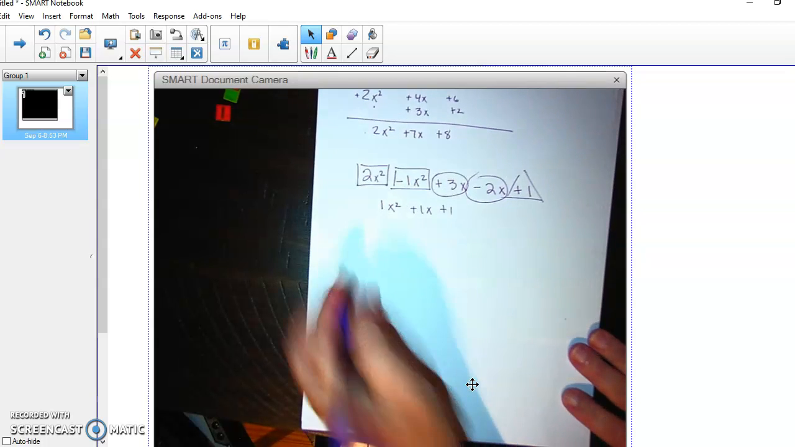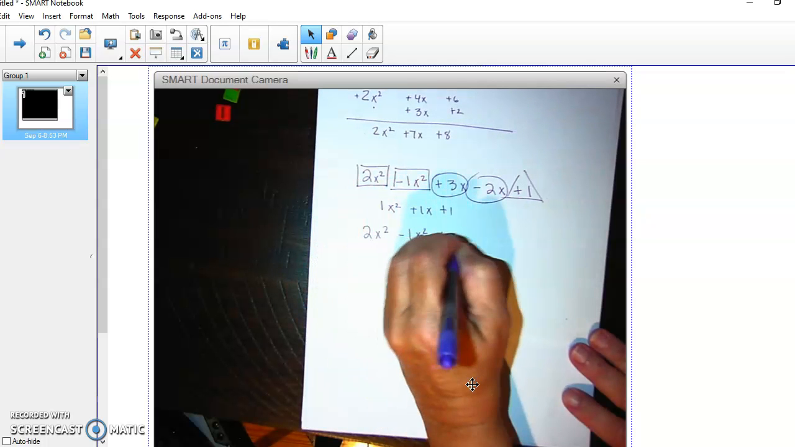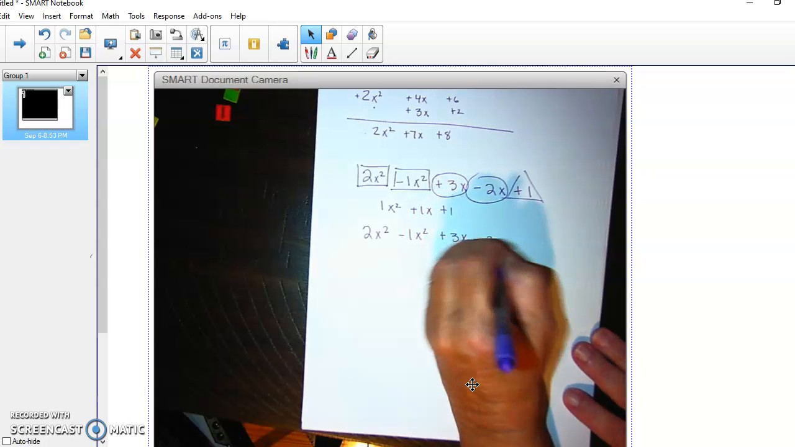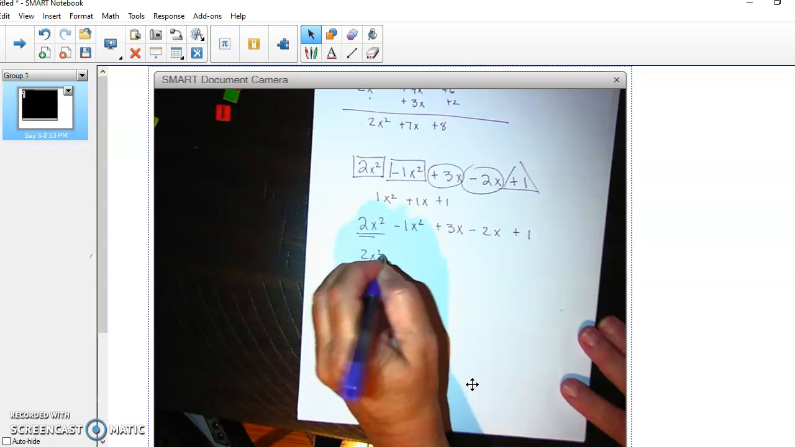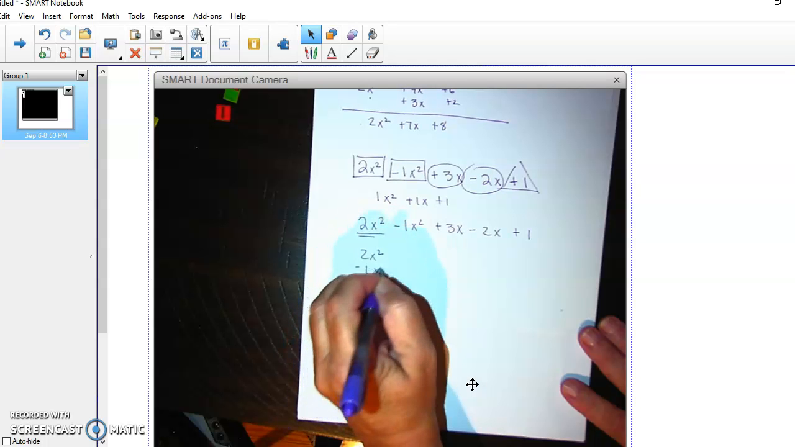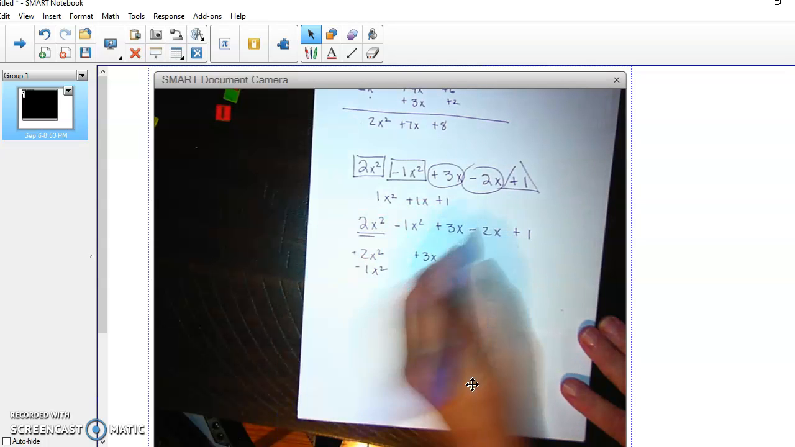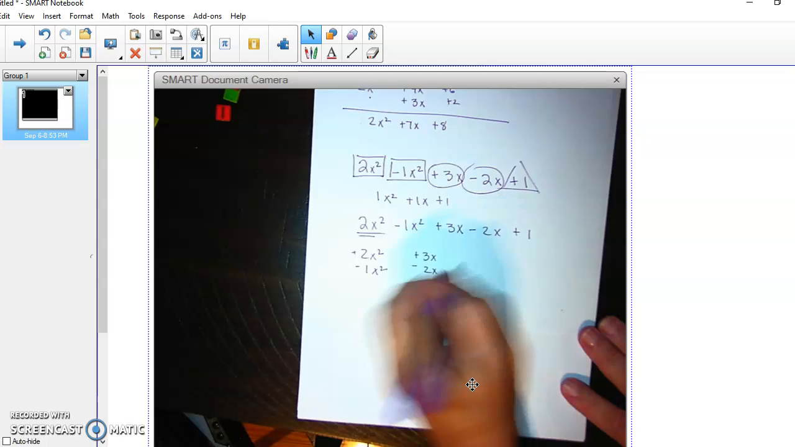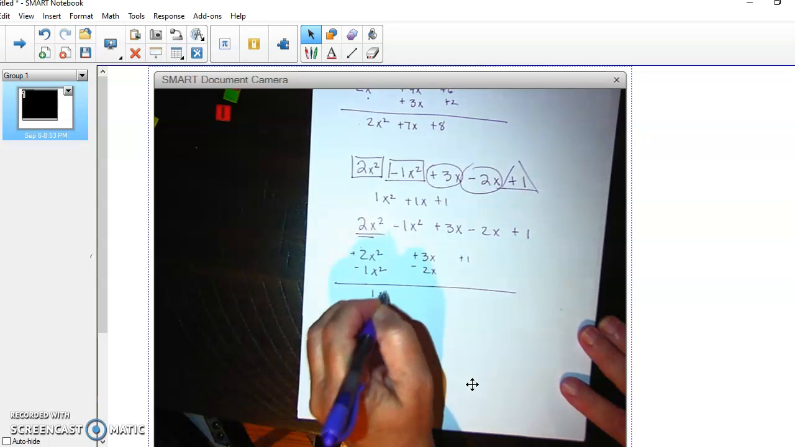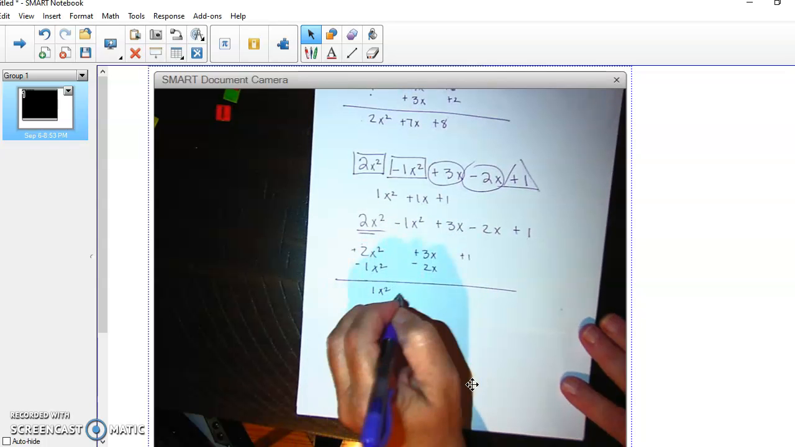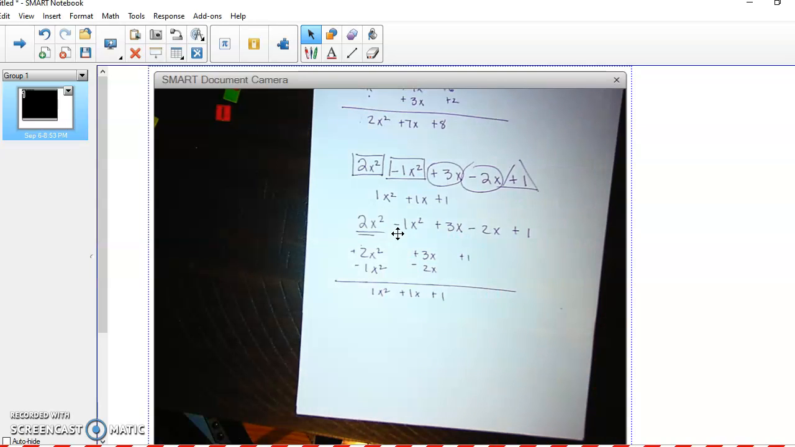Now I'll show you the other method. Let me rewrite the problem. Start with my x squared. I'll put this one underneath. I'm going to make a new column for this one. That's a positive, and a 1. Then I'm going to say 2 minus 1 is 1, 3 minus 2 is 1, and 1. Okay?